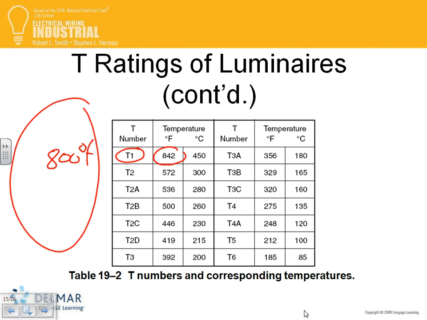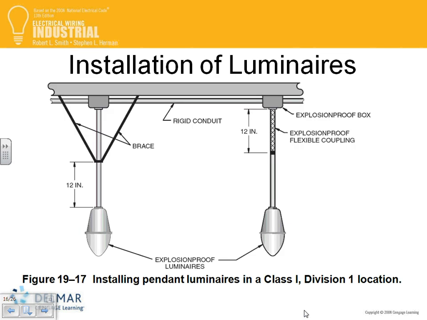So that's the hottest spot on the fixture that you can encounter. T rating. Can I use flexible cords, guys, in a Class 1 Div 1? No problem. So for example, you are looking at an explosion-proof fixture.